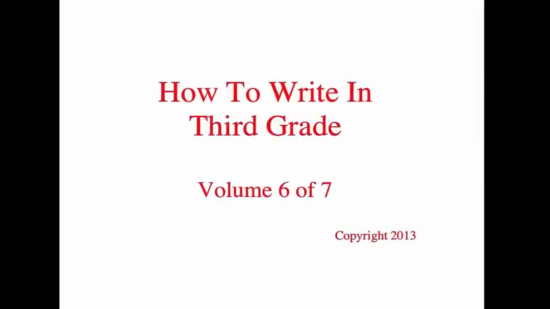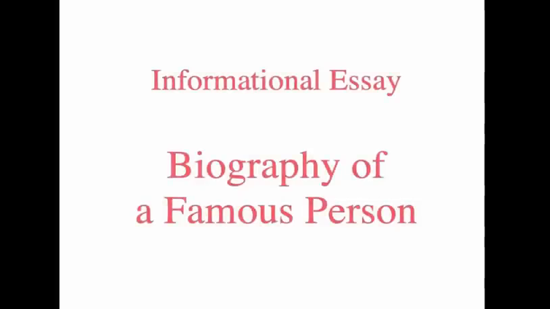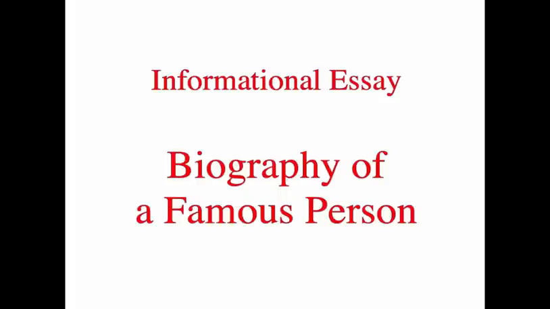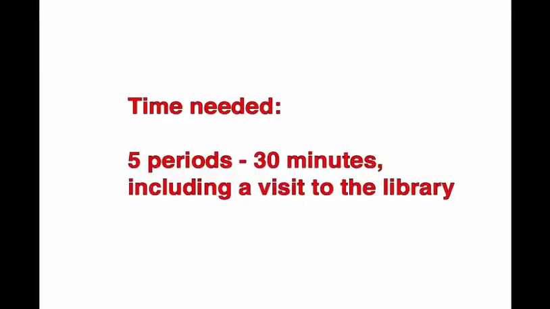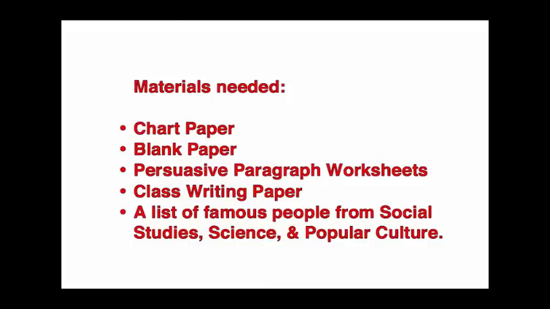How to Write in Third Grade, Volume 6 of 7. An informational essay, a biography of a famous person. Time needed: 5 periods, 30 minutes apiece, including a visit to the library. Materials needed: chart paper, blank paper, persuasive paragraph worksheets, class writing paper, and a list of famous people from social studies, science, and popular culture.